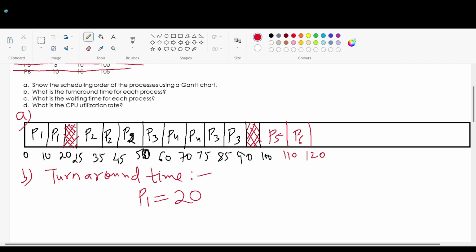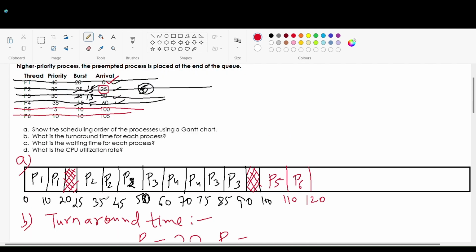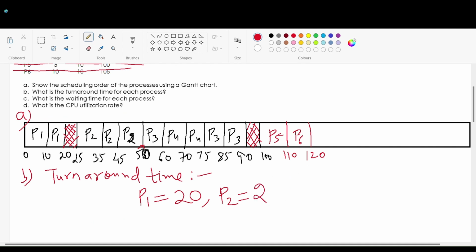Clear? Right? Not arrival minus arrival, but arrival was 0. Okay, now P2. What is the turnaround time of P2? P2 enters into the system at 25 and exits from the system at 50. So 50 minus 25 is 25. So P2 turnaround time is 25.